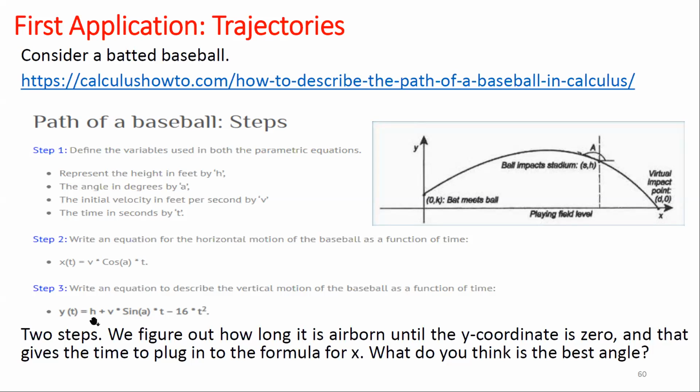H is the initial height, the height of the batter, where the bat hits the ball, and V is the initial speed. You multiply by the sine of the angle, and then by time. This is using units of feet per second, so we multiply t squared by 16, and that's negative. The force of gravity is pulling things down. And the horizontal component, assuming no friction and no air resistance, is just the initial speed times the cosine of the angle times the time.